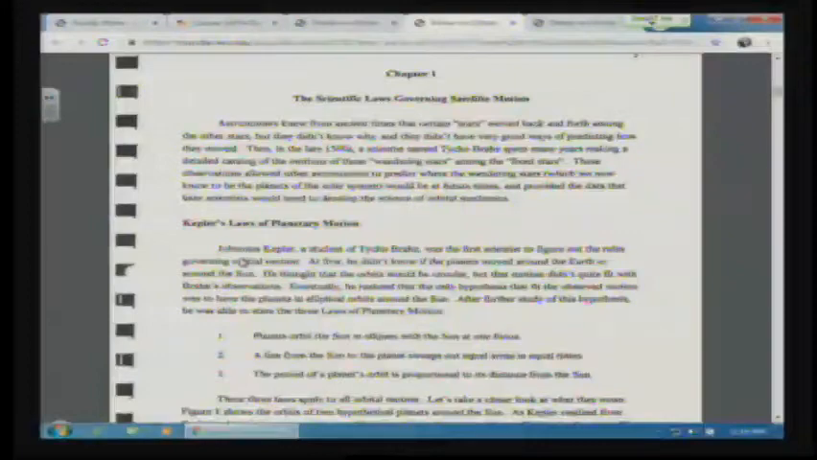Johann Kepler was the first scientist to figure out the rules, and basically, in words, there are Kepler's Laws. Planets orbit the sun in ellipses with the sun at one focus. I'll just draw that for you a little bit. A line from the sun to the planet sweeps out equal areas in equal times, which is really cool. And the period, which is the time it takes to go around once, of a planet's orbit is proportional to its distance from the sun.